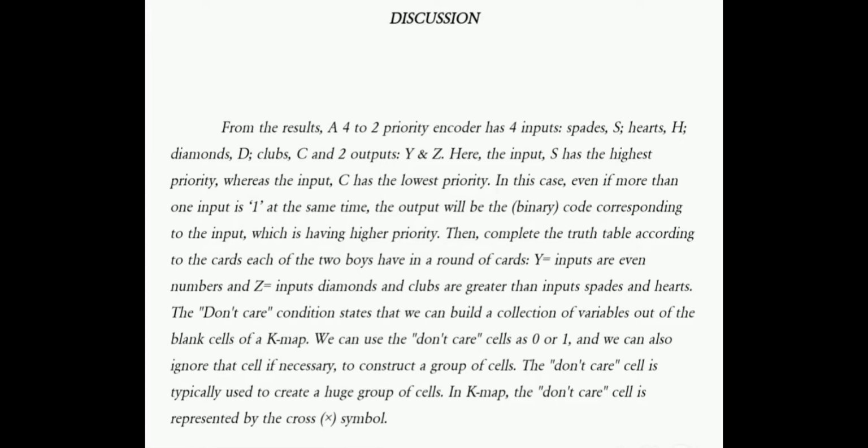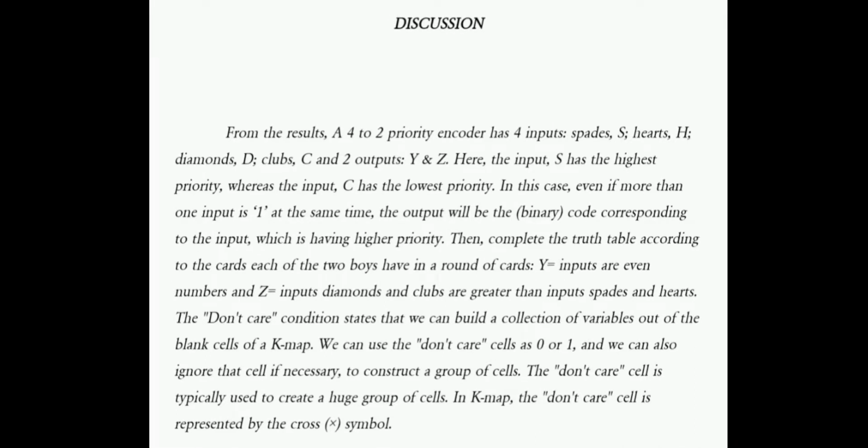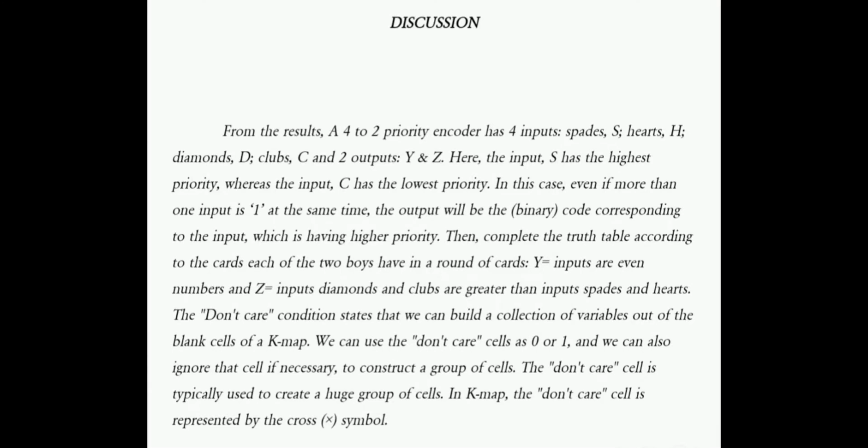From the results, a 4-to-2 priority encoder has 4 inputs: spades, hearts, diamonds, and clubs, and 2 outputs, Y and Z. Here the input S has the highest priority, whereas the input C has the lowest priority. And complete the truth table according to the cards. You can use the don't care cell as 0 or 1, and we can also ignore that cell if necessary.